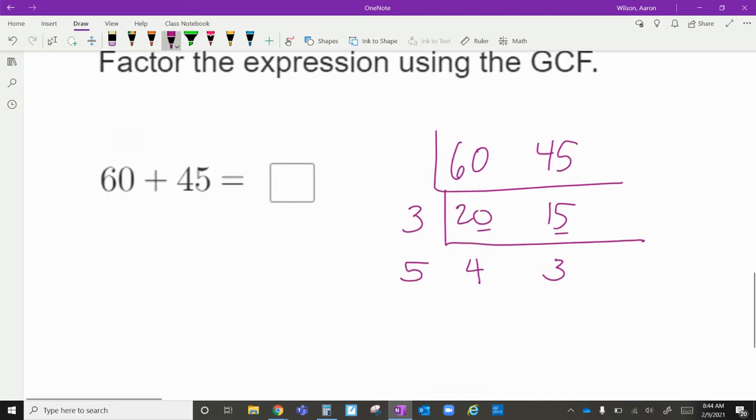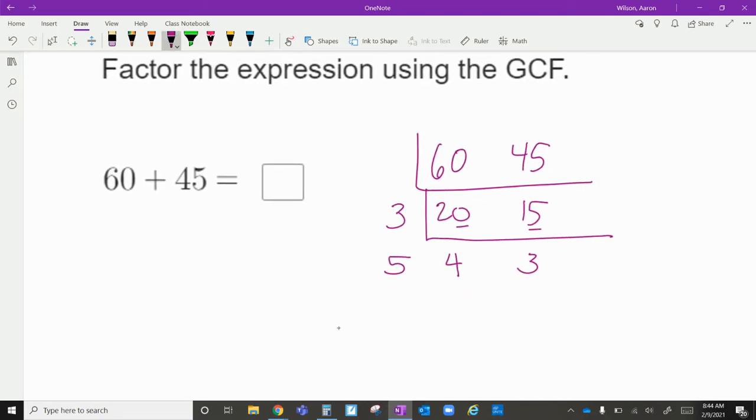Okay, so now what we're ending with, you're looking at 5, and then the 4 and the 3 is in parentheses, and of course we're dealing with the addition sign. Now, the only difference here that you should notice, there's no more common factors.